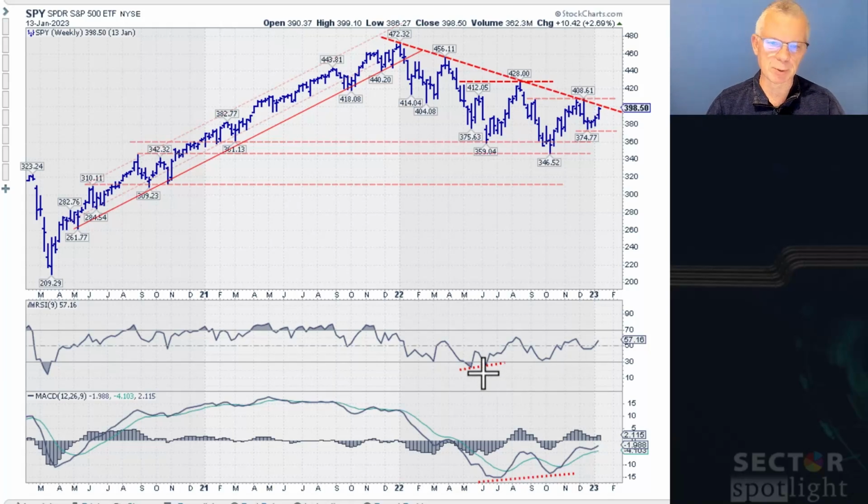I think that the positive divergence in the RSI is gone because we've pushed above 50 a few times. However, the positive divergence in the MACD is still very much present, and that could help us in the weeks ahead to push out of, above that falling resistance line. But a more interesting chart probably is the one of RSP.